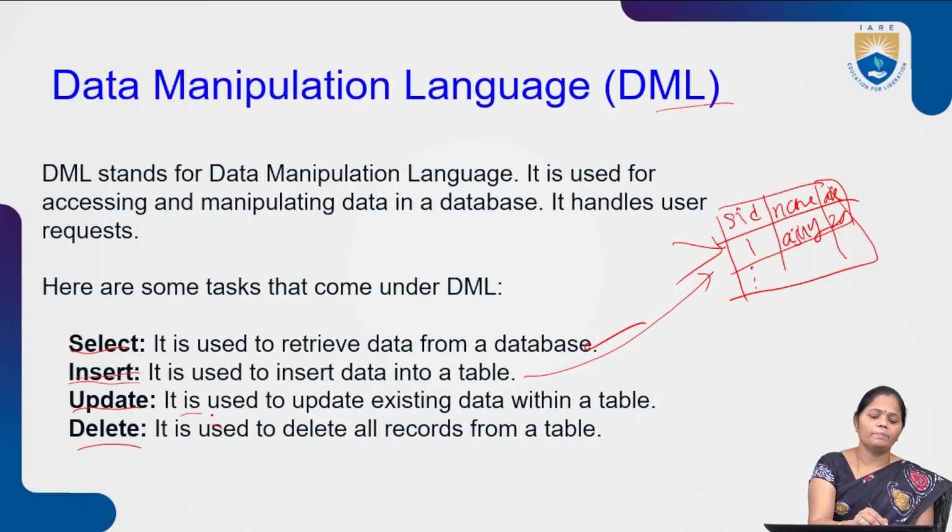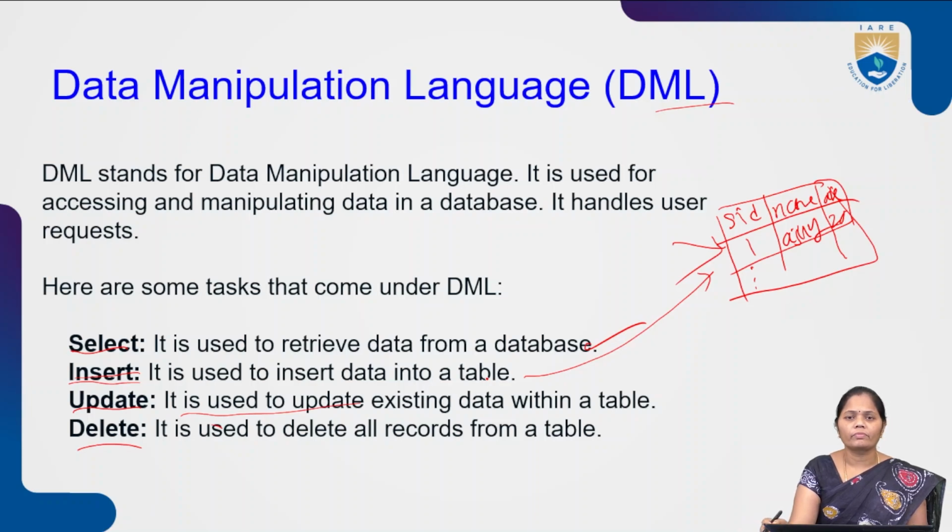Next one is update. Update is used to update the existing data, meaning to modify the data which is already stored in the table. For that we can use the update command: update table name, set. The set is used to set the new value. For example, here I specified the name as Ajay. I want to modify that as Vijay.